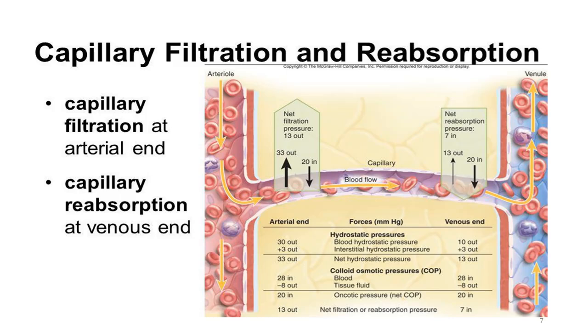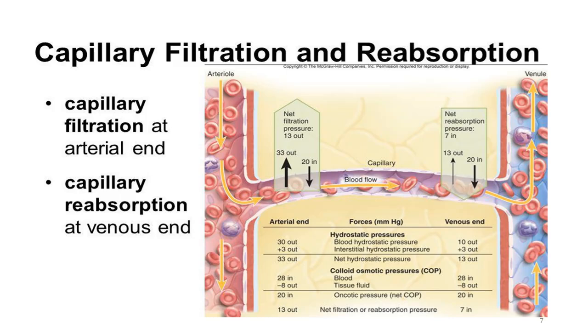So we have two spaces. One space is the interstitial fluid, in the yellow part of this figure. Interstitial fluid has both hydrostatic pressure and colloid osmotic pressure, and the blood inside the capillary has the two pressures too, the hydrostatic pressure and colloid osmotic pressure. So let's see what the number of each of these pressures is.